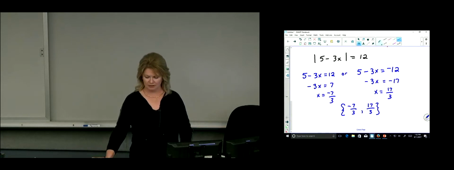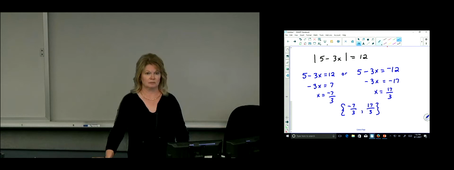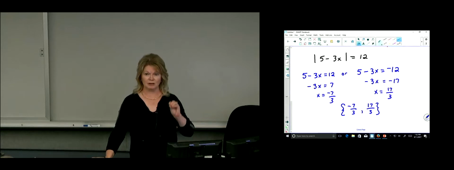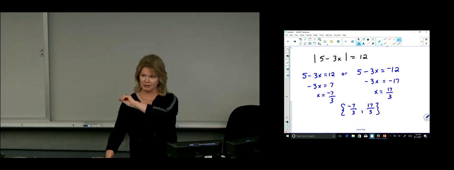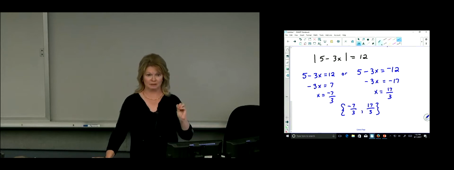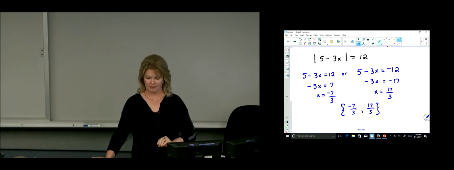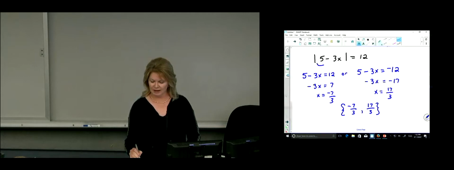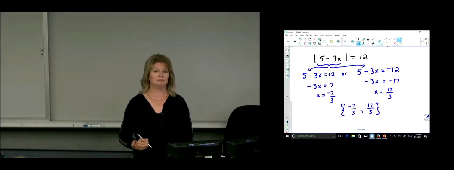-7/3 and 17/3. Any questions about that? So when it says equals, you set up two problems. One with the +12, one with the -12, one with the +3, one with the -3, whatever it's equal to, the positive and the negative. Notice that what was inside, I never changed that. That stayed the same. I changed the equals to part.